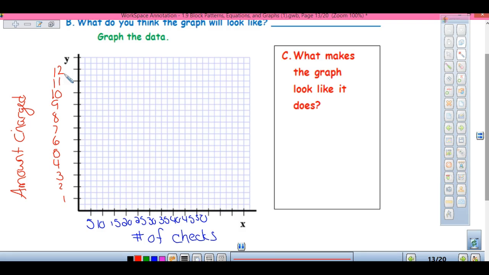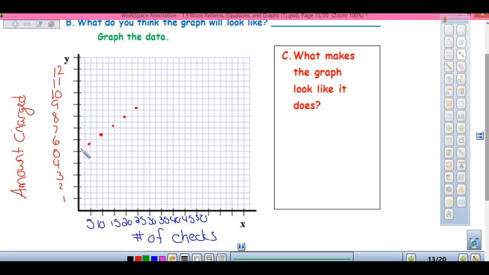All right, so 5 checks cost us what? I don't have the table in front of me. You guys do. $5.75. 10 cost us $6.50. 15 was $7.25. 20 was $8. Did we do 25? $8.75.